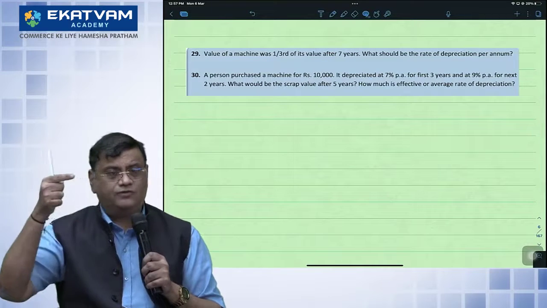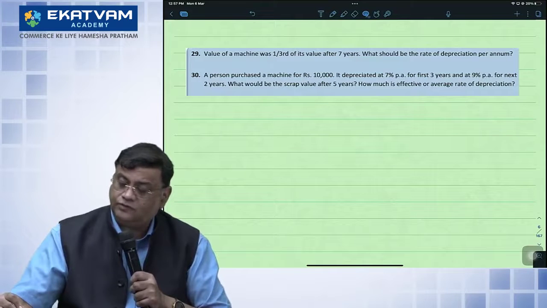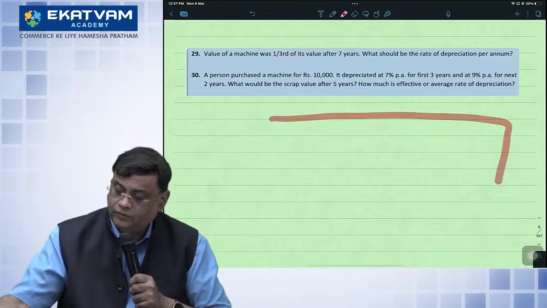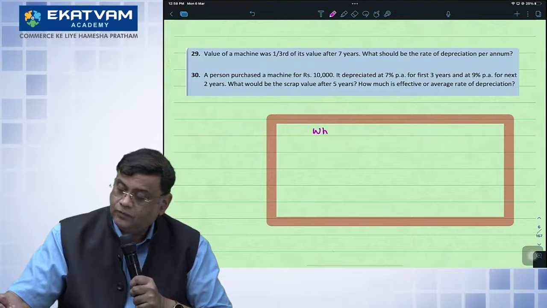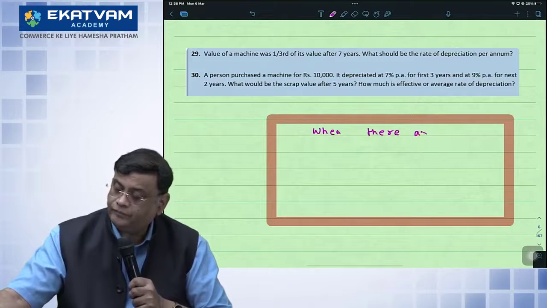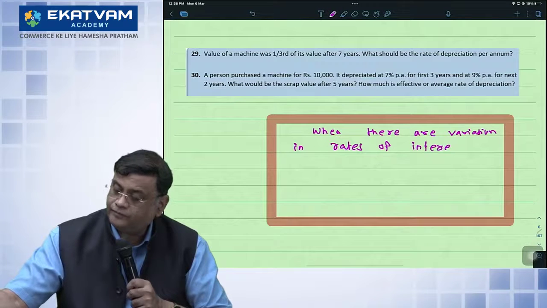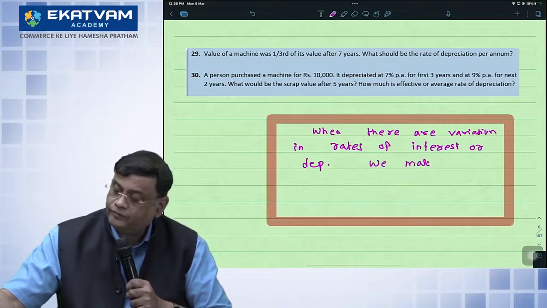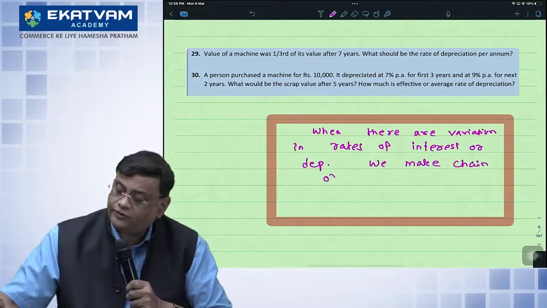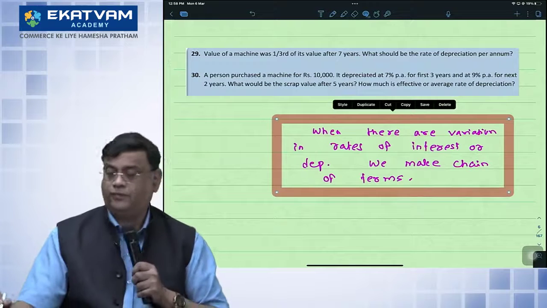So there is a chain of rates of depreciation. Samjha? In that case, what will I do? So whenever, write down the note somewhere. Whenever there are variations in the rates of interest or depreciation, we make a chain of terms. हाँ, ये कैसे होता है, क्यों होता है, that we had seen in the regular lecture. I'll not go into that. Today we are exam oriented.